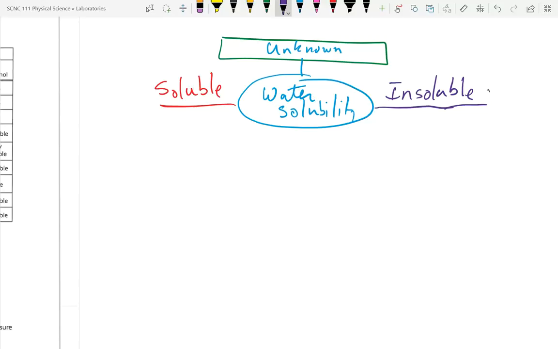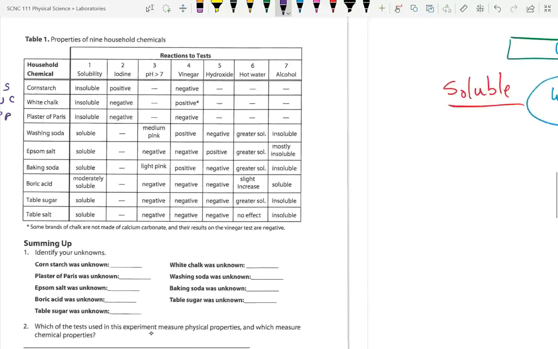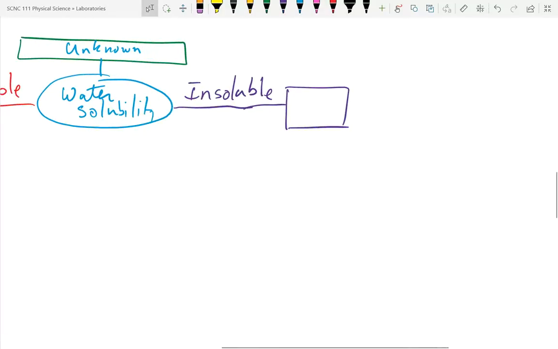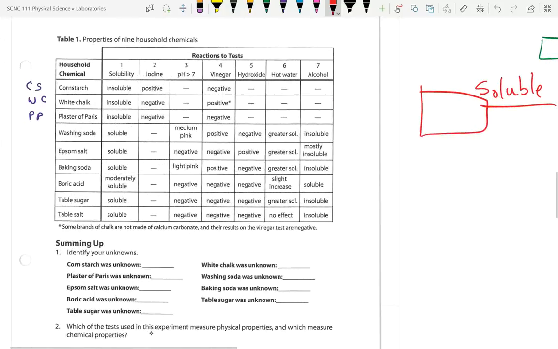So if it's insoluble in water, then we can look over here and say, well, which ones were insoluble in water? Cornstarch, white chalk, or plaster of Paris? Just use 2-letter abbreviations for each of these. So if it's insoluble, we know we have one of those. Cornstarch, white chalk, or plaster of Paris. If it was soluble, we have a much bigger selection here.